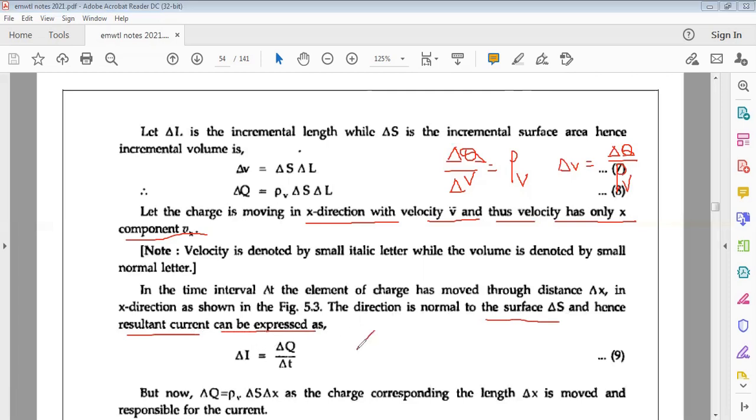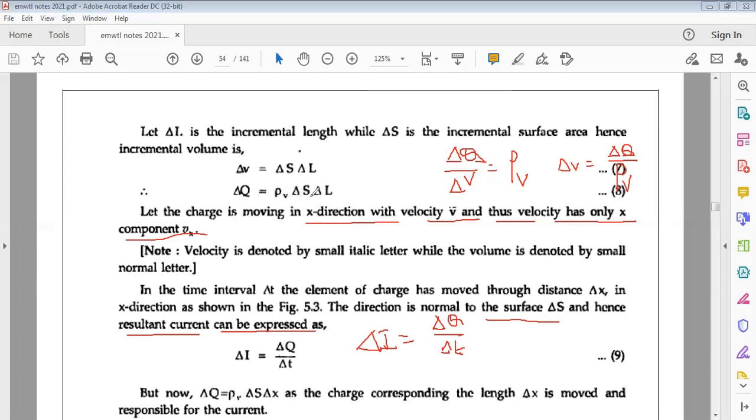What is the change of current? The change of current, delta I, is equal to the change of charge with respect to the time. The moving of charge carriers produces a current through any conductor. The change of current is equal to the change of the charge with respect to the time. Got it, my students?